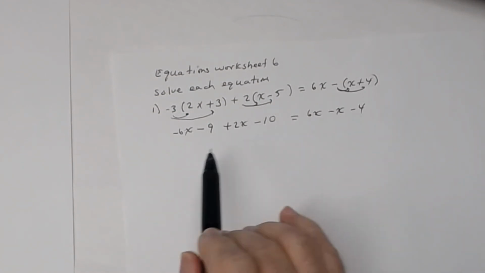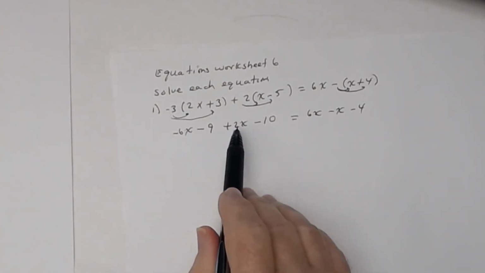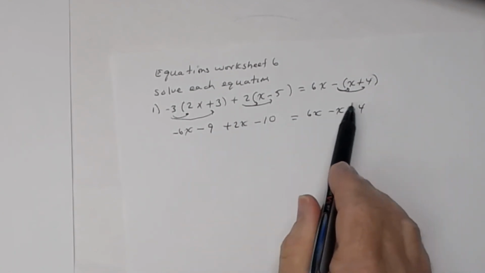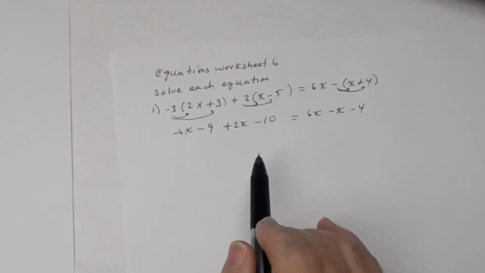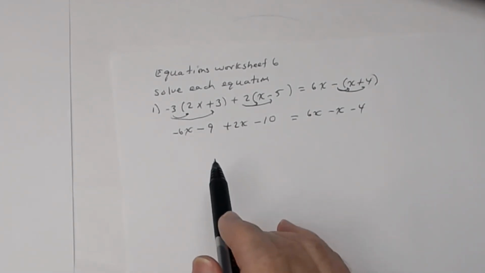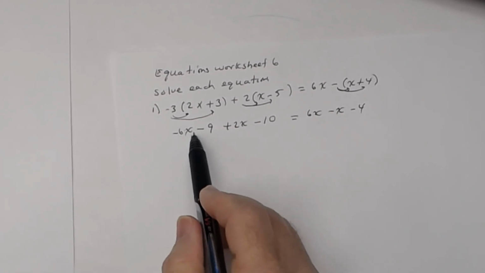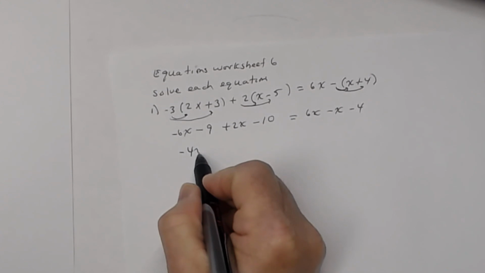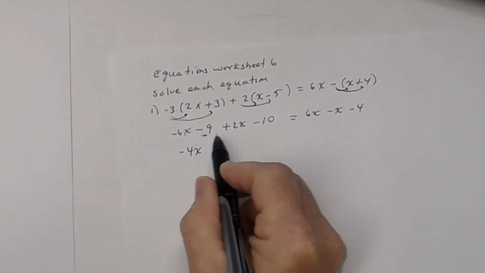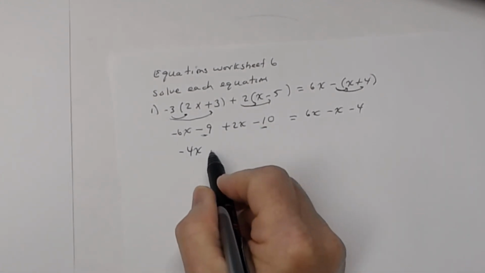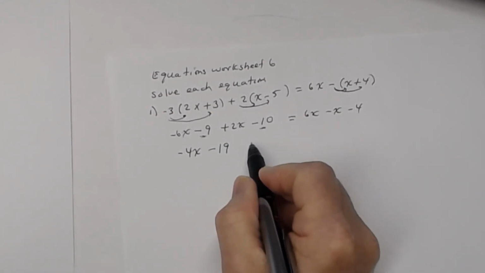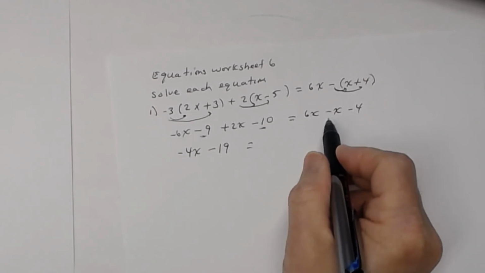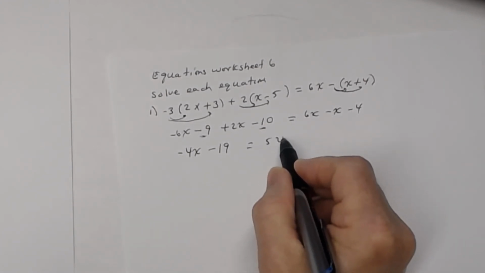And then we have all these terms here. We have this term, this term, this term, this term, and so on. So we have 4 terms on this side and 3 terms on this side. What you want to do now is combine like terms. A negative 6x and a positive 2x is a negative 4x. A negative 9 and a negative 10 is a negative 19. Equal, this equal sign, and then 6x minus x, those are like terms, so that's 5x, and I get 5x minus 4.